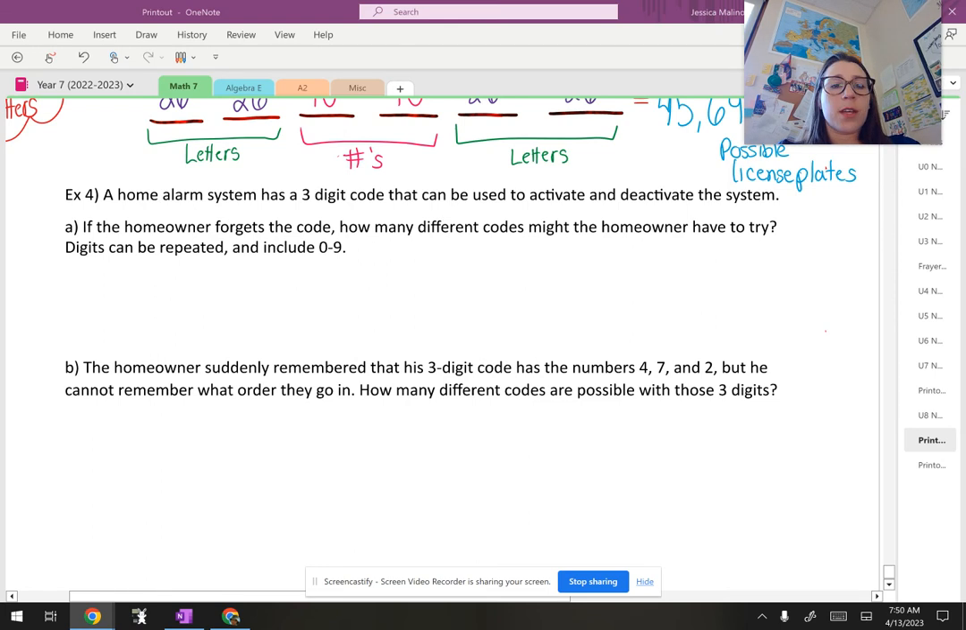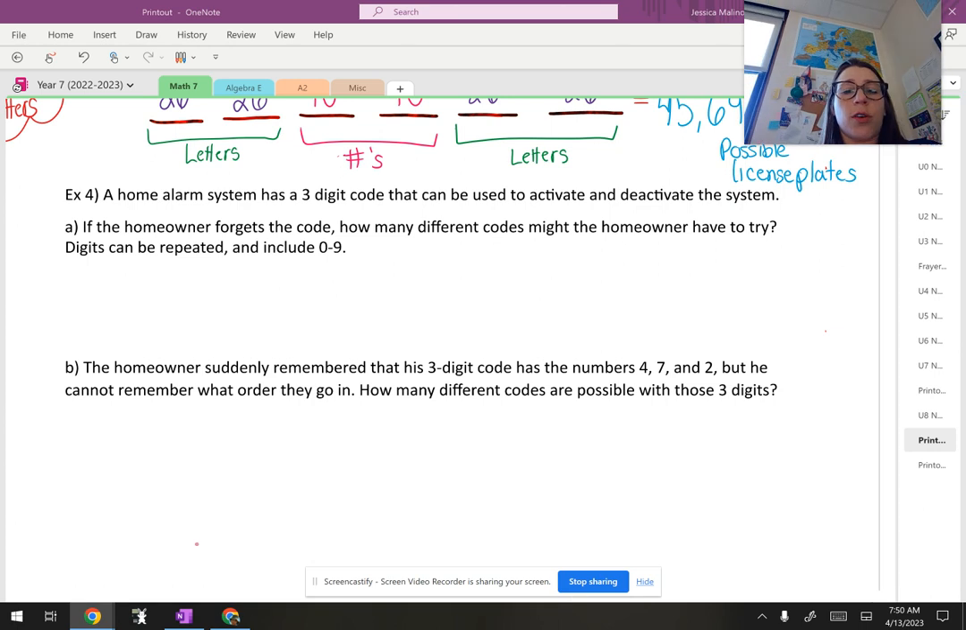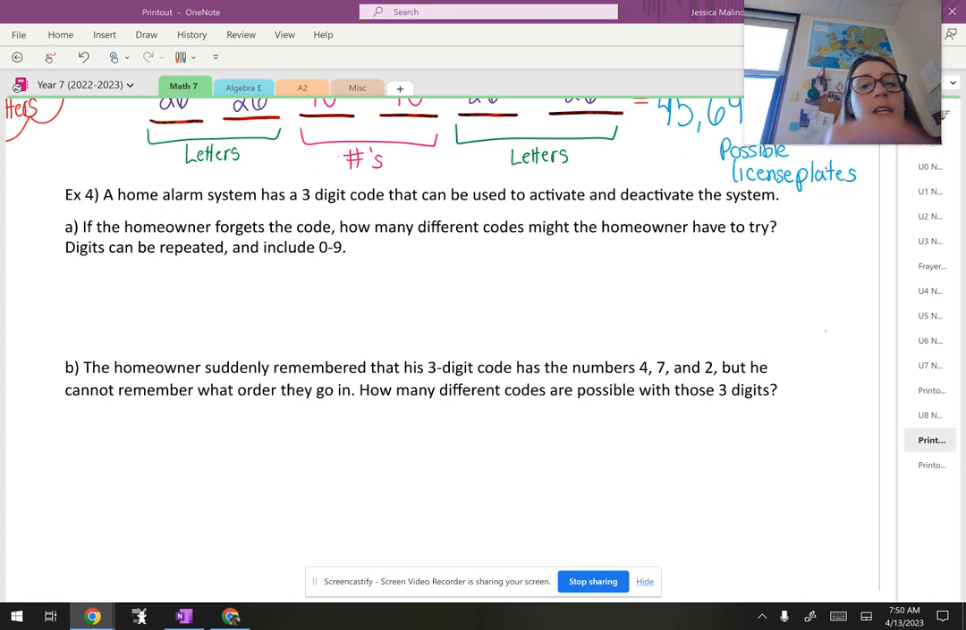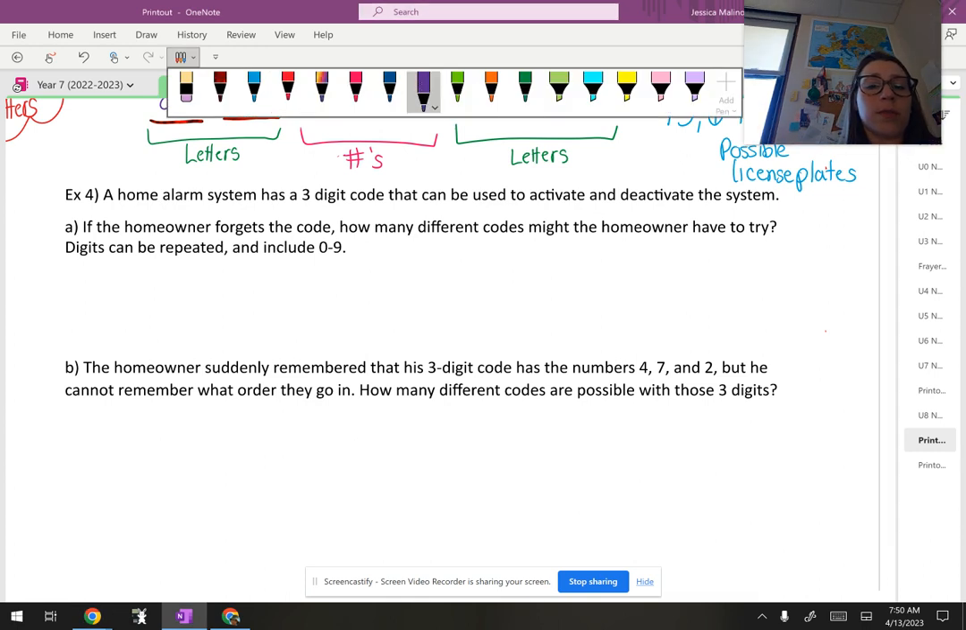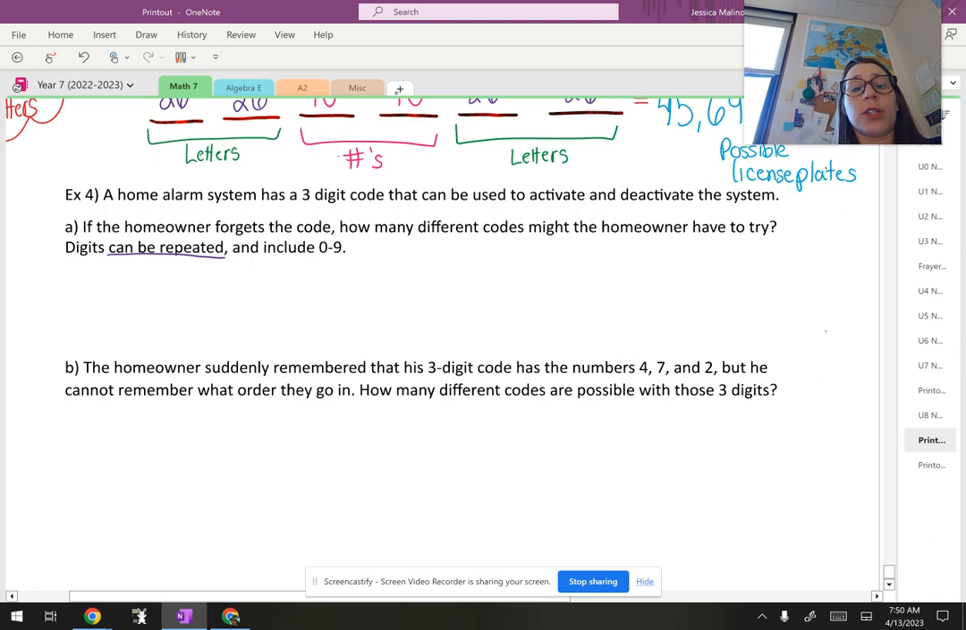Okay, so example number 4. A home alarm system has a 3-digit code that can be used to activate and deactivate the system. If the homeowner forgets the code, how many different codes might they have to try? Digits can be repeated and include 0 through 9.